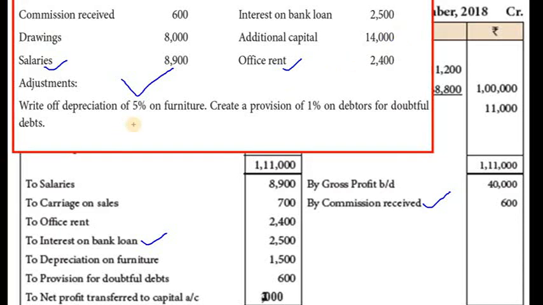On the debit side of the profit and loss account, we have shown depreciation. Depreciation is calculated at 5% on furniture, and we have created 1% provision on debtors. After presenting all this information, we have to balance the trading and profit and loss account. We will get net profit.